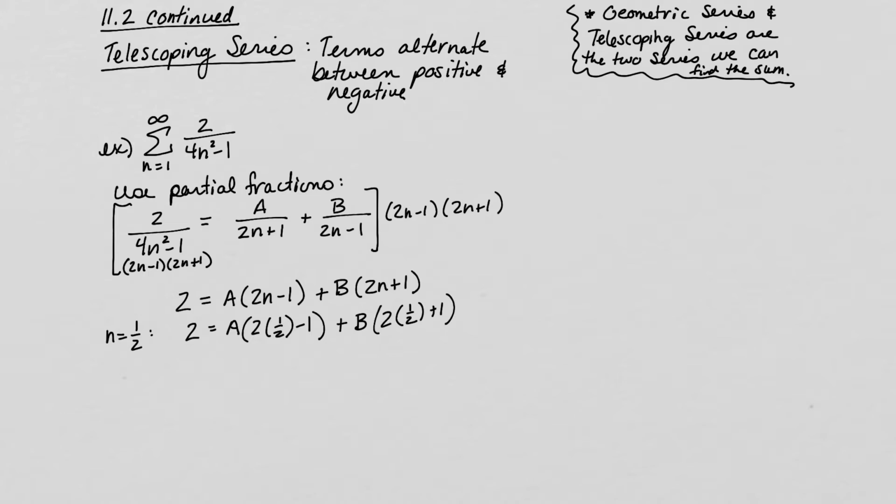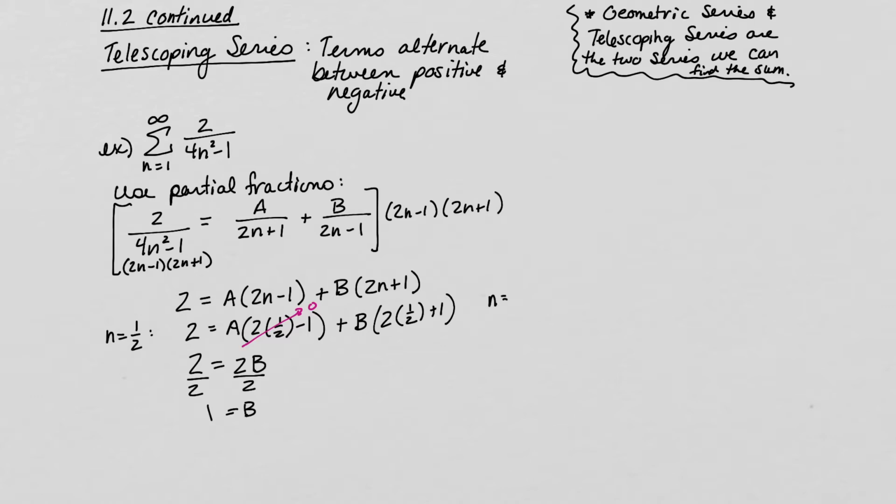So this first part here is going to 0. So we have 2 is equal to, the second one I have 2 times a half, which is 1, plus 1 is 2. So 2 is equal to 2b. Dividing both sides by 2, b ends up being equal to 1. And then I'll come on this side and find the other one.